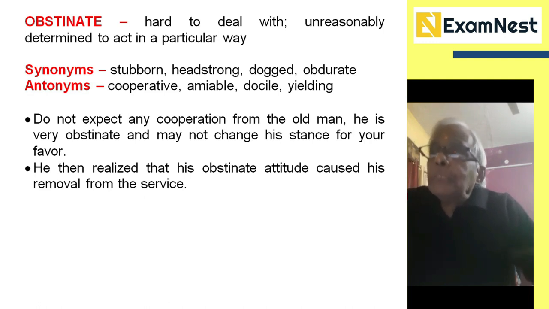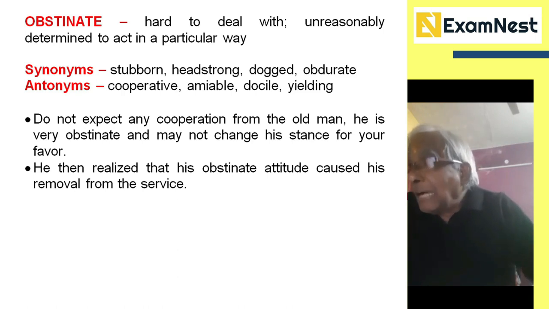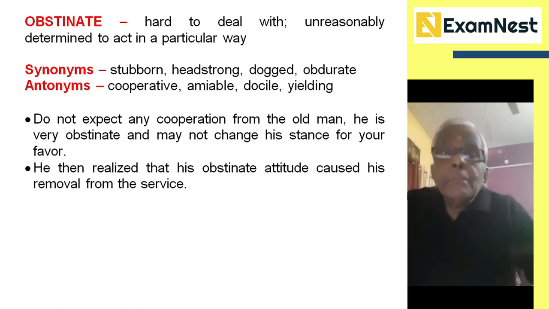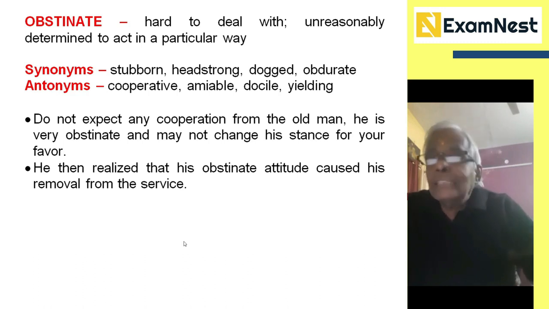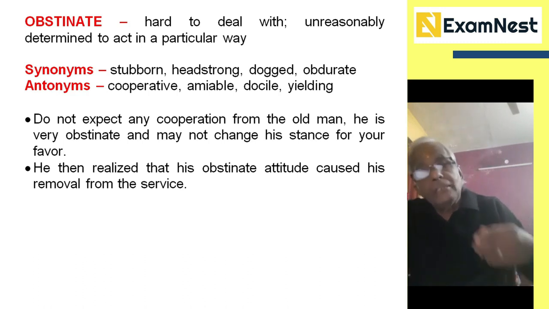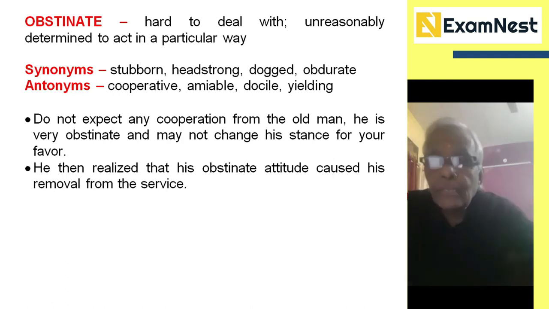The opposite would be cooperative, amiable, docile, friendly, yielding, compliant, C-O-M-P-L-I-A-N-T, compliant, amenable, tractable. You had the word intractable for stubborn, tractable. So they are the opposites of the word obstinate.